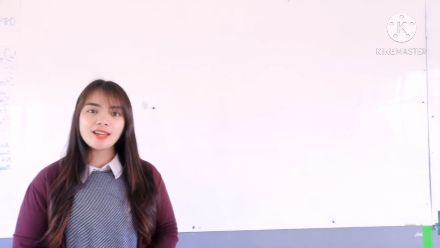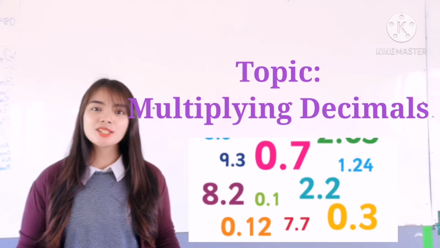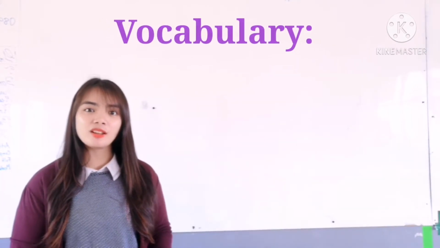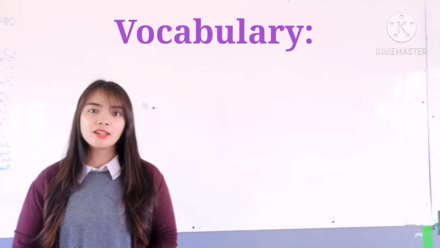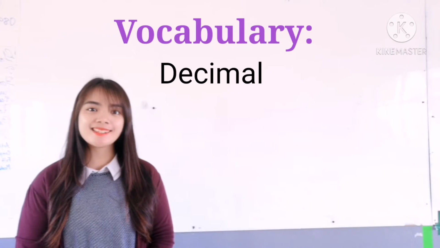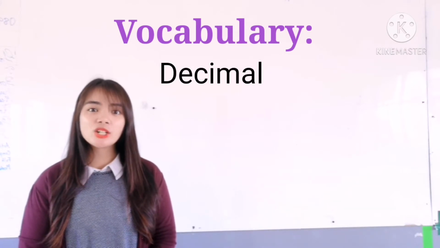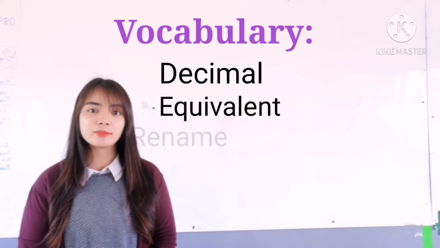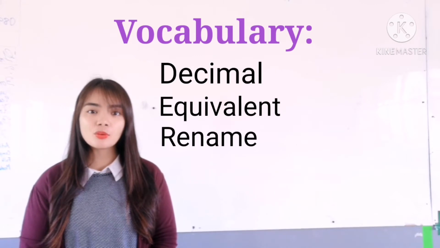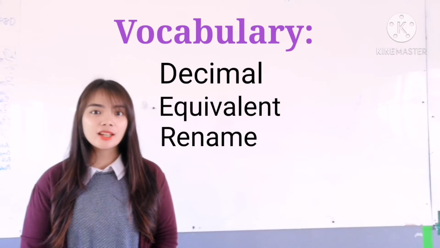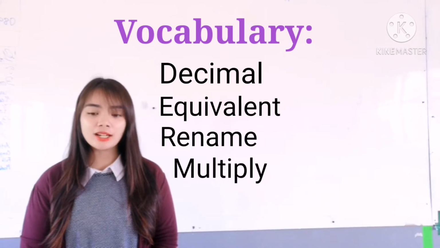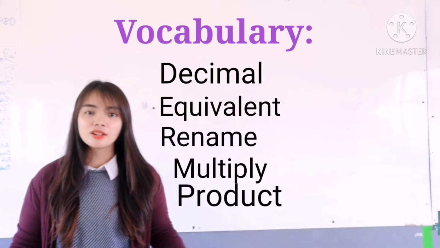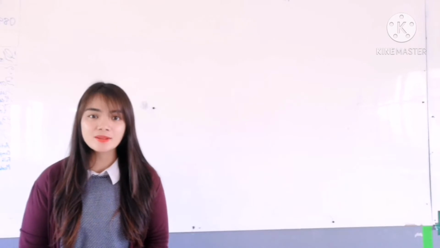Our lesson for today is all about multiplying decimals. Before that, let's look at the vocabulary. Our vocabulary for today is: one, decimal; two, equivalent; three, rename; four, multiply; five, product.